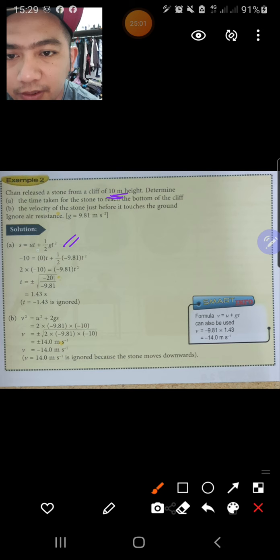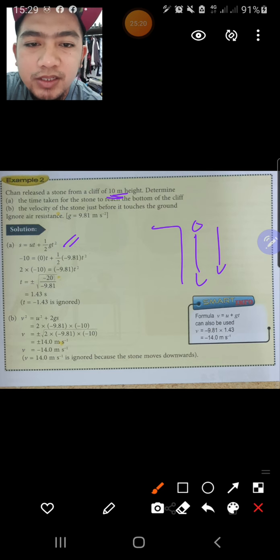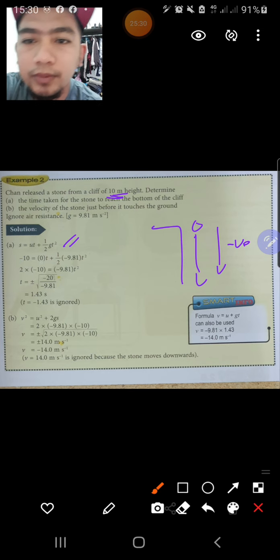S equal to ut plus 1 over 2 gt square. The value of S here is negative 10. Why negative 10? Because the displacement of this stone is going downwards. Our assumption is that it goes in the negative direction. That's why the displacement is negative 10. Initial velocity is 0. Right, teacher?